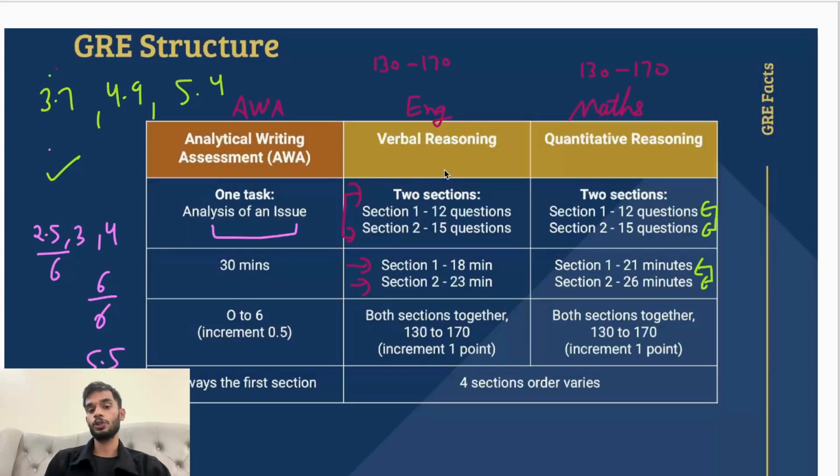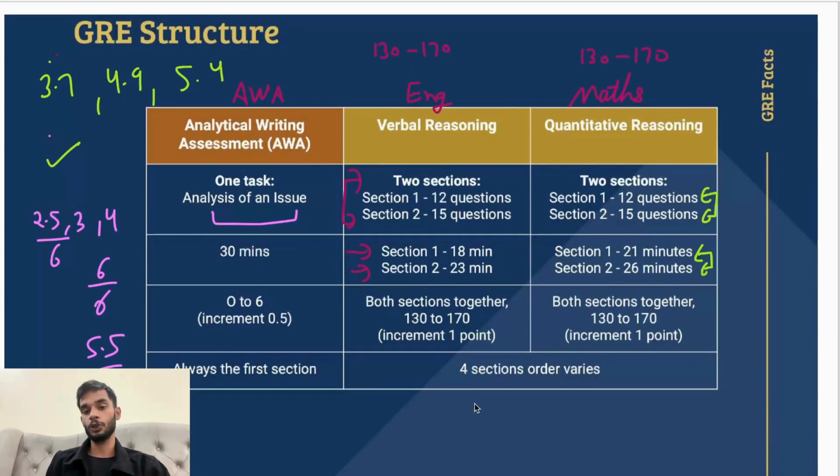In short, your overall score of verbal and quant combined will be from 260 to 340. So you'll be given a total score out of 340. For example, a person can get a score like 320 out of 340. He or she can get a score like 325.